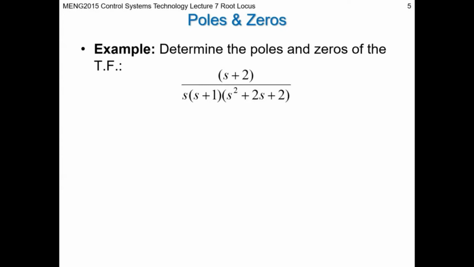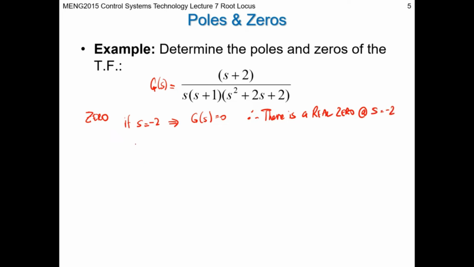What are the poles and zeros of this transfer function? If S equals -2, that implies G of S equals 0. Therefore, there is a 0, and we could even specify it's a real 0 at S equals -2.